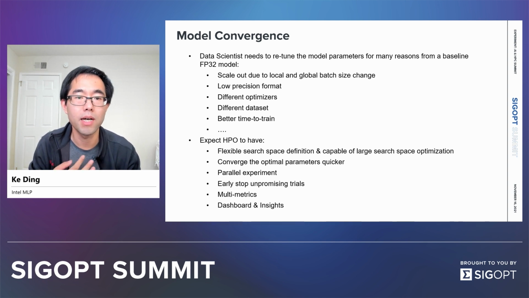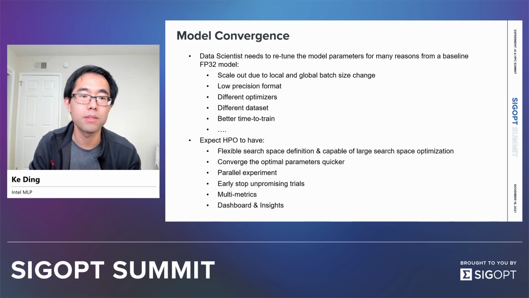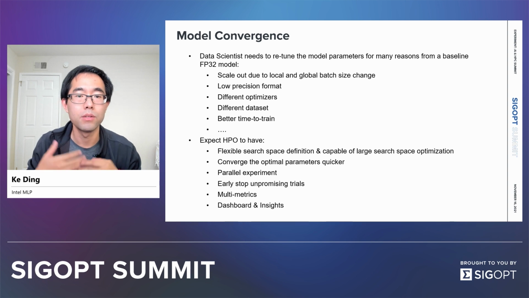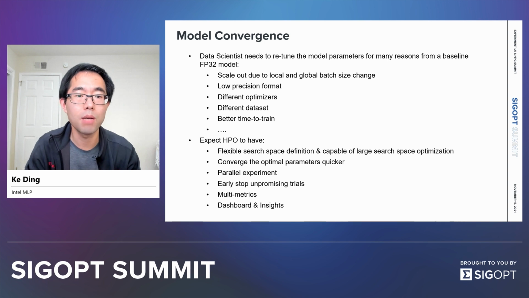Such examples are very common: you scale out the training with more hardware resources to speed up the training, meaning you now have a big batch size, or you have to use a low precision format such as BF16. Sometimes you change the optimizer, or you are given a new data set to optimize for a particular use case. Or sometimes you simply want to tune the parameters further to get a better time to train. All this leads to a very strong requirement to have a good hyperparameter optimization tool or service.